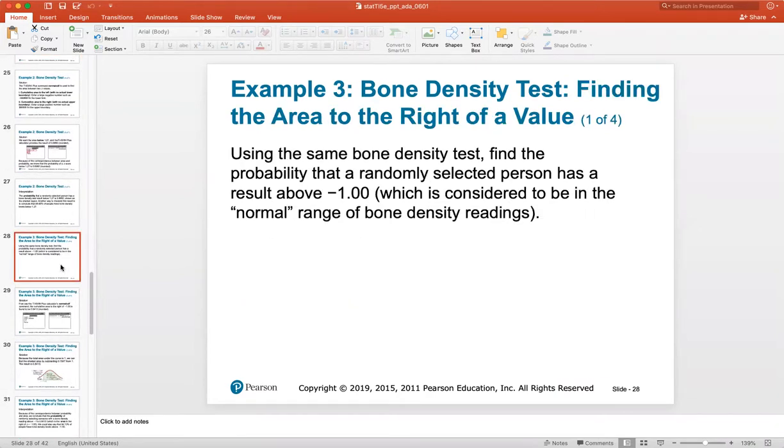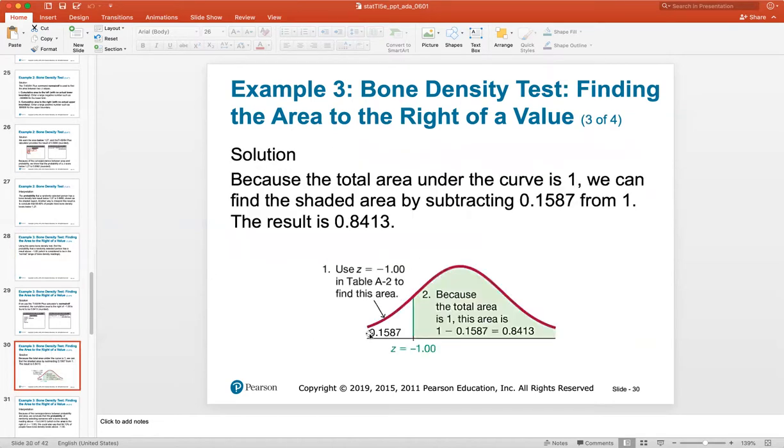Next one, example 3 right here. Using the same bone density test, find the probability that a randomly selected person has a result above -1, which is considered to be in the normal range of bone density readings. Okay, so what are you going to do using the calculator? We're going to deal with the same probability distribution as example 2. We'll find the probability that one test score is above -1, so we have to find the area from -1 to infinity.